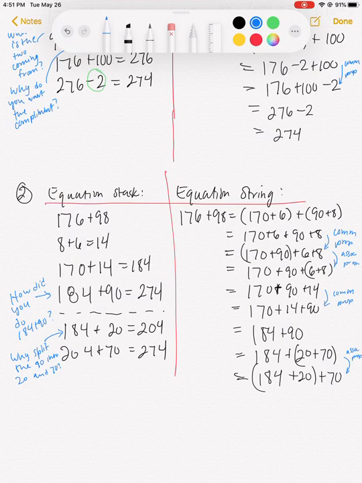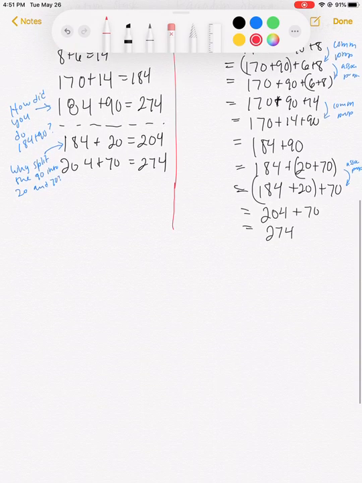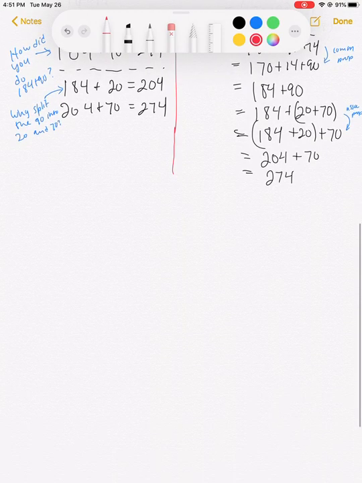Okay. And now 184 and 20 make 204 plus 70. And the answer to that one is 274. Okay, so hopefully you guys are getting kind of the idea of how to translate equation stacks into equation strings. Okay, that was example number 2. Example number 3.